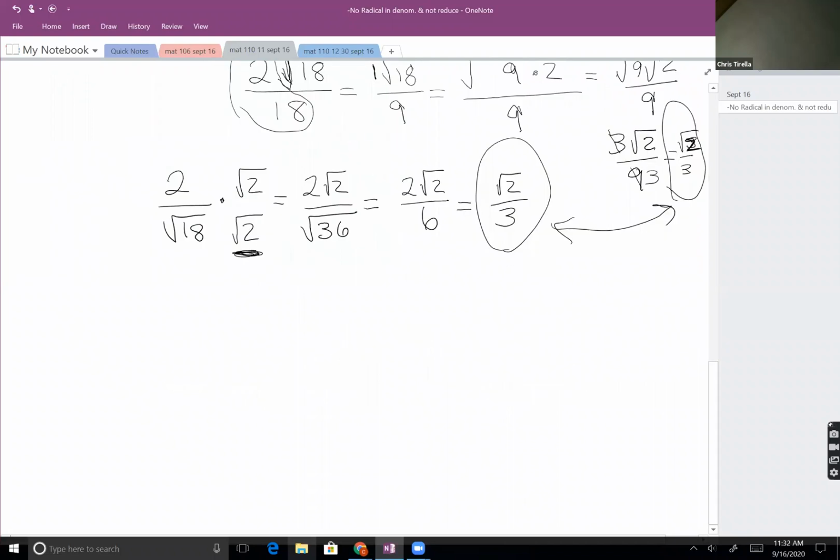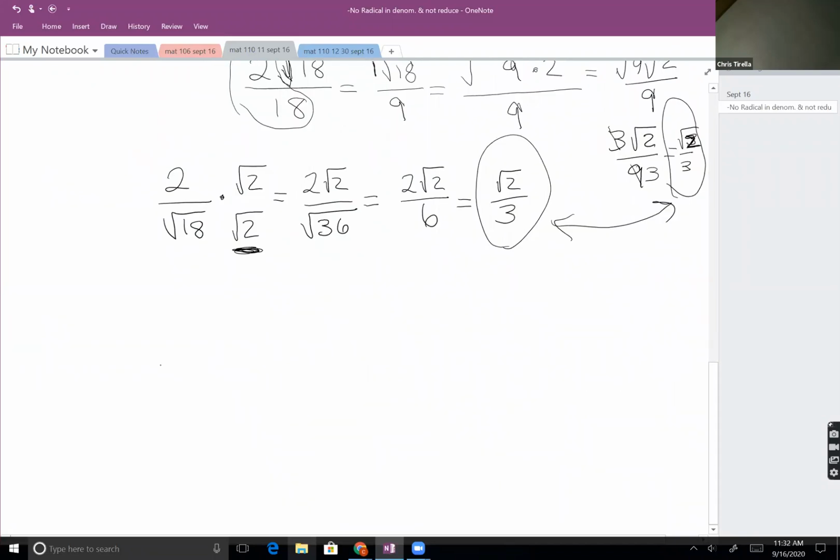I'm going to shut up and have you folks do it. This one's not quite as challenging as that last one. But let's look at the square root of 7 over 3. And I want you to please rationalize the denominator. Now I'm going to be quiet for a minute and let you guys do this one.